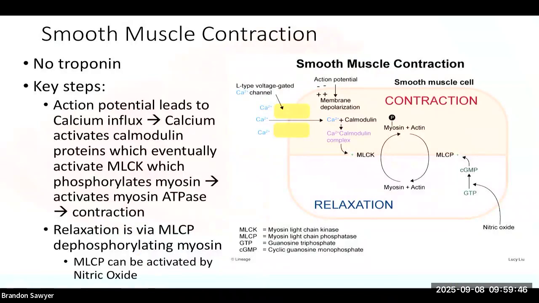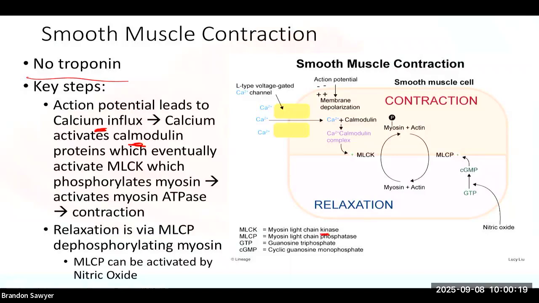Okay, just real quick on this, and this was something you looked at for the quiz as well, so you've already seen it. But we don't have troponin in our smooth muscle cells, so it changes the mechanism a little bit with how we activate things. The action potential is going to directly lead to calcium influx, but instead of calcium binding to troponin, it binds to a different type of protein called calmodulin. Through a series of events, that calmodulin is going to activate MLCK, which is myosin light chain kinase.